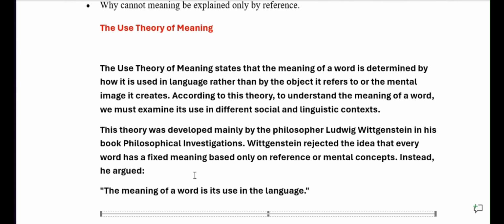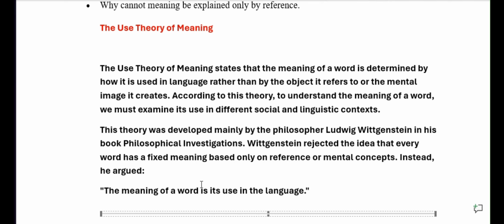He rejected the idea that every word has a fixed meaning based only on reference or mental concepts. Instead, he argued the meaning of a word is its use in the language. We can take another example, the word head. We know the head, but its meaning can be different based on its use. For example, I can say head of a building, it has a different meaning. Head of the body, it has a different meaning. Head of the bottle, it has a different meaning. So the meaning of the word is dependent on the use, how we use that word.